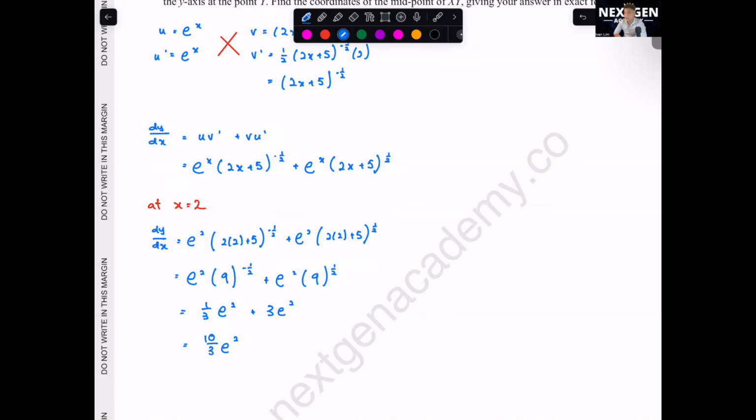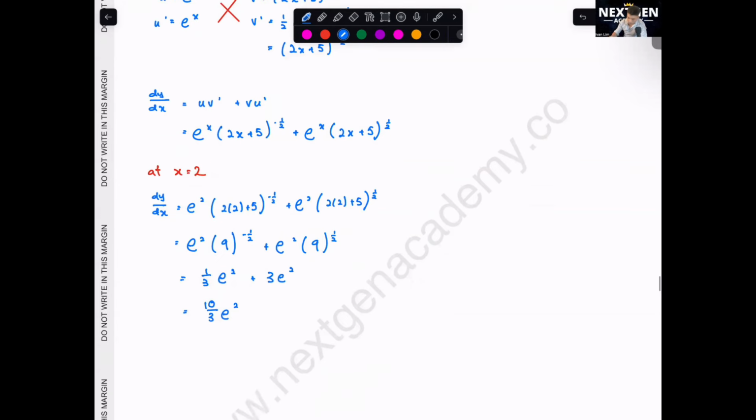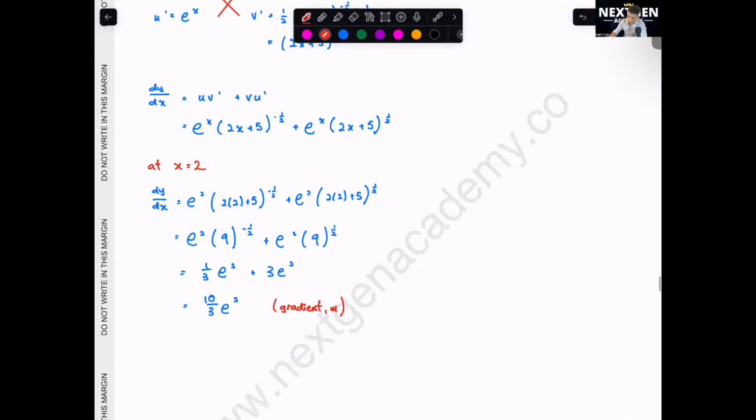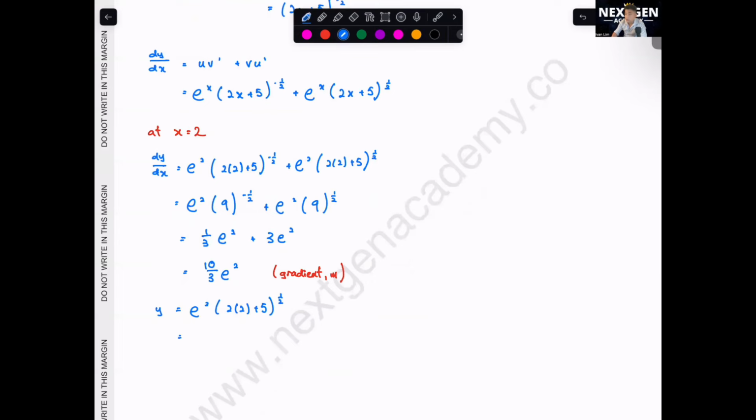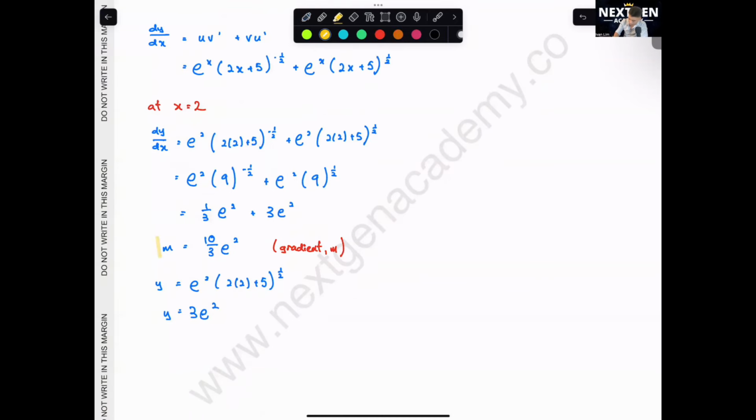Okay, so dy over dx also represents the m value. So this is your gradient, gradient m. We want to find what is the y value. So for y, we substitute x equals 2 into the y equation, which will give us e to the power of 2, 2 times 2 plus 5, to the power of 1 over 2. 9 to the power of 1 over 2 will be 3, so 3e squared. I just write this as m. So we will get this value and this value, and also x equals 2.